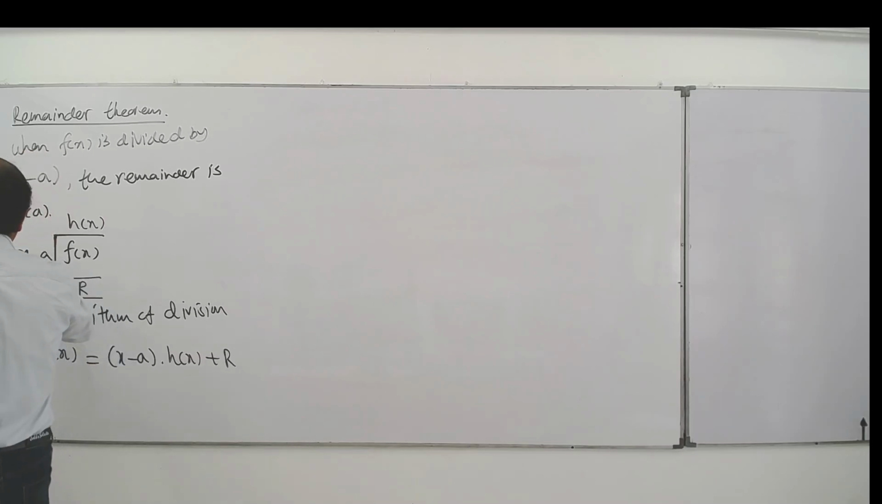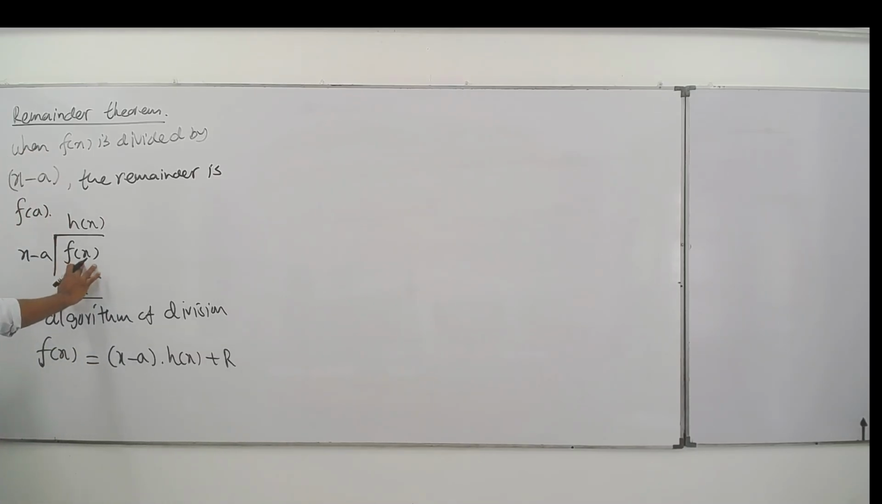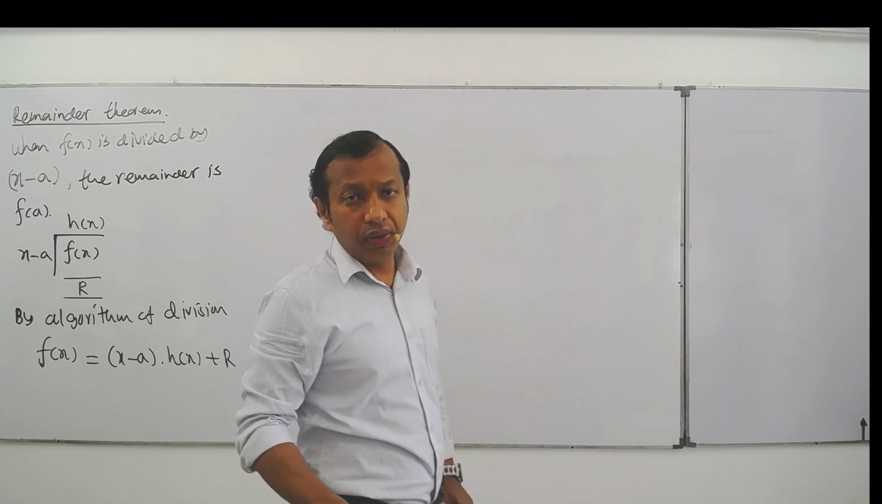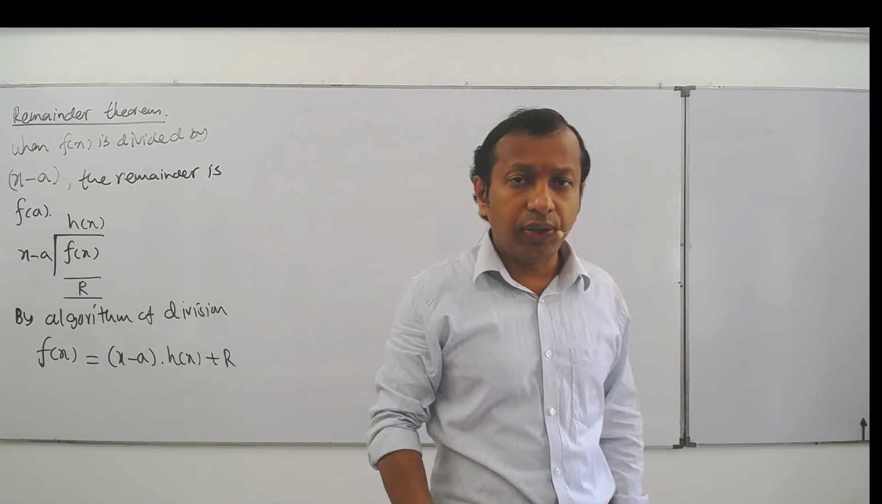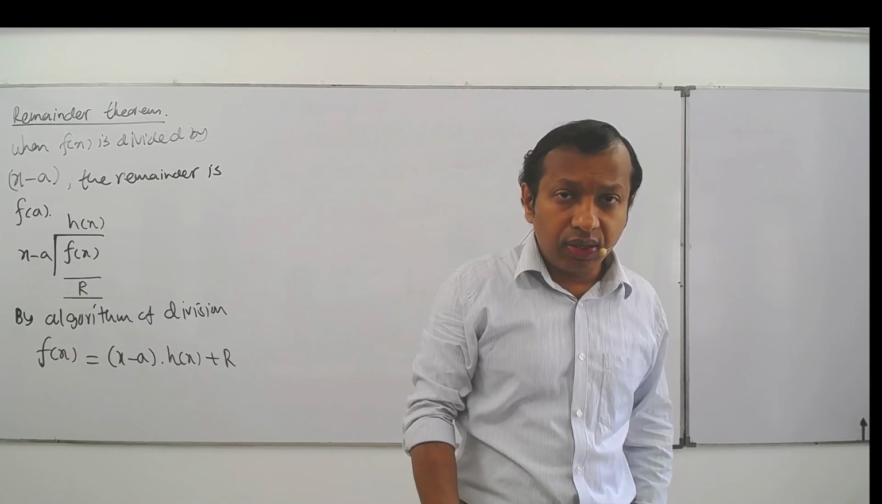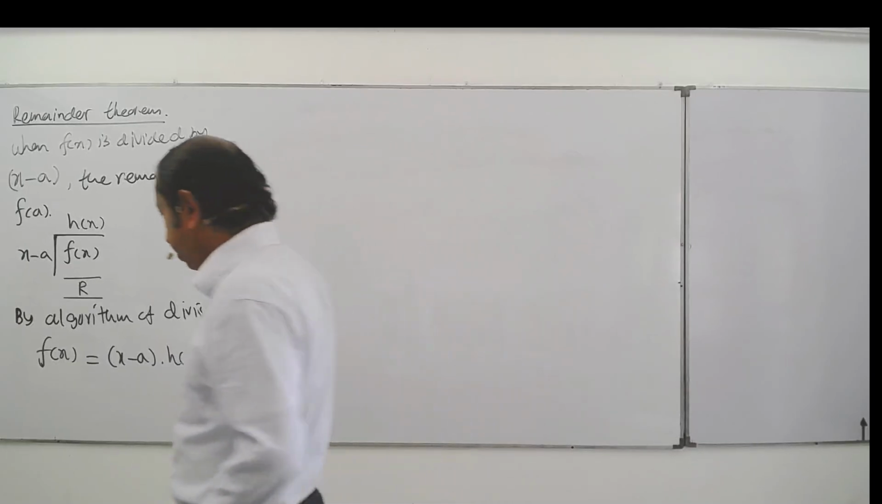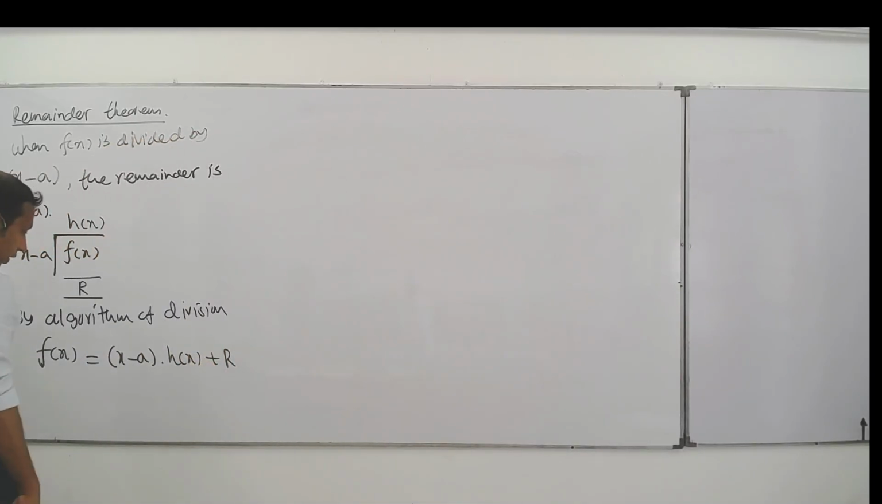Reason: when we divide f(x) by x minus a, the divisor is of degree 1. Therefore, definitely the remainder should be of lesser degree than the divisor. The least degree a polynomial function can have is 0. A 0 degree polynomial function means a real number. So that's why we say r doesn't contain x.